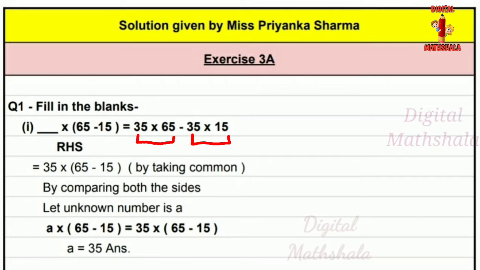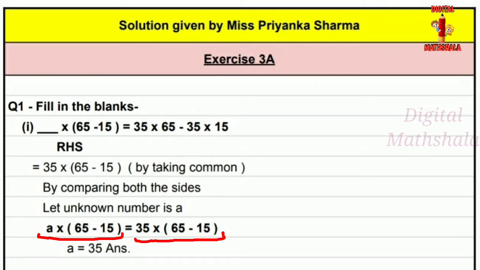Whenever we take any common number, we choose the number which is given in both the parts, both before the minus sign and after the minus sign. Here you can see 35 is there, so we can take 35 common, and after taking 35, what we will be left with is 65 minus 15. By comparing both sides, we easily get that the missing number is 35. So that is the required answer. I hope you understand. Now let us move to the next question.